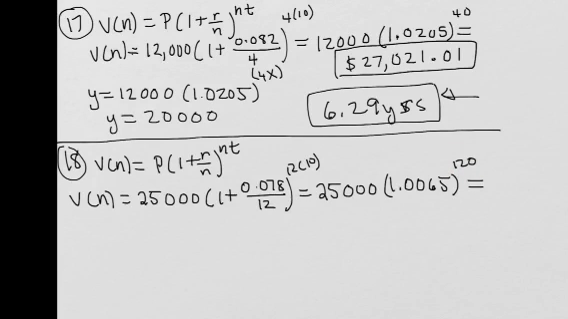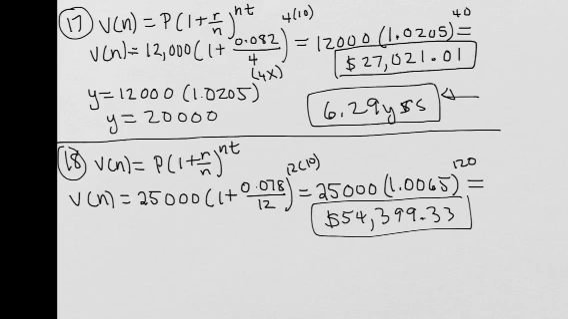When you put this into a calculator, you get $54,399.33. Okay, that's how much it's worth in 10 years. Now the second question is, when will it be worth $40,000? Or actually, when was it worth $40,000? So again, we know that it's less than 10 years because in 10 years it went up to $54,000.